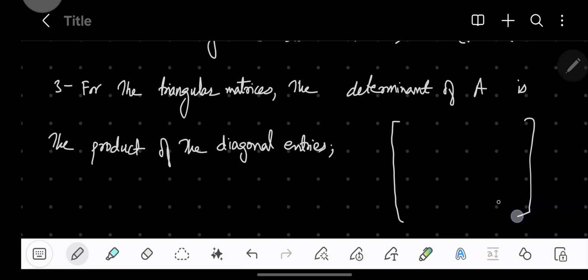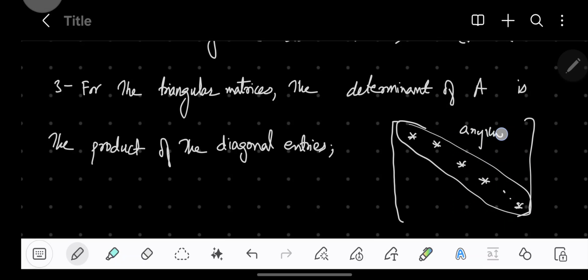This is the matrix. For example, here are the diagonal entries, whatever they are, up to and so on. And here you have anything, and here everything is 0. Then the determinant is only the product of these diagonal entries. These entries, whatever they are, will not affect the determinant of the matrix. This is a very beautiful thing. Okay, so we will prove this last consequence. Let's look at the proof.